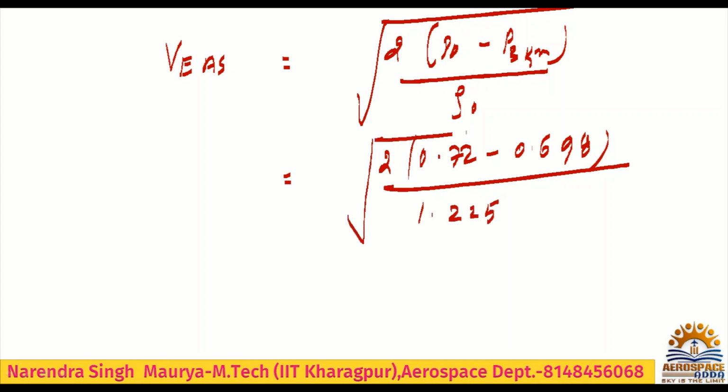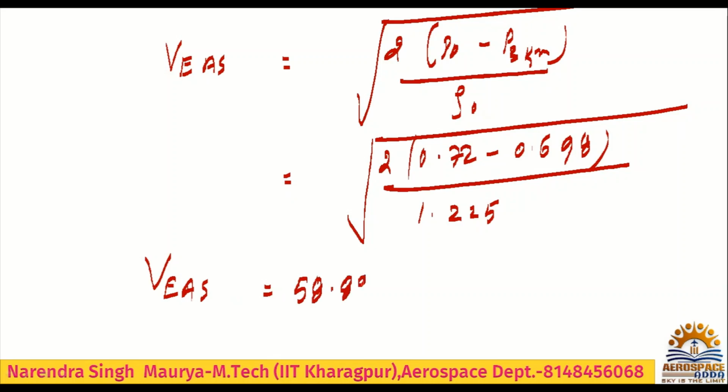1.225. If you check this equivalent air speed, as per my calculation I am getting nearby 58.8, which is nothing but you can say it is 59 meter per second. I am getting this value. You check it. This is the solution for this problem.